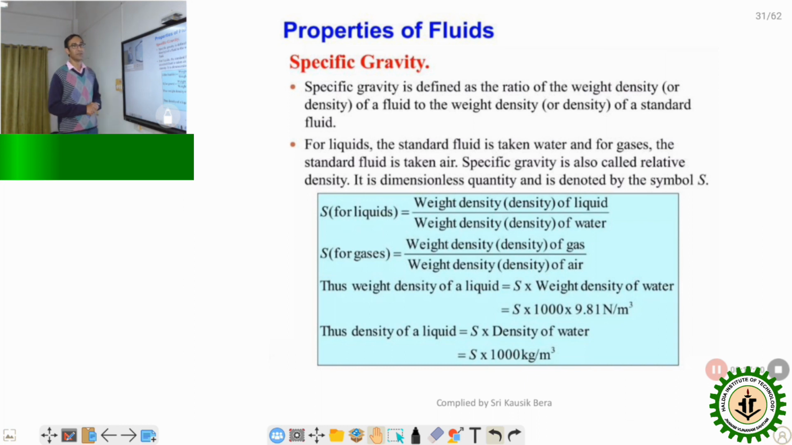Specific gravity, this is an important thing for fluids. Specific gravity is defined as the ratio of the weight density of a fluid to the weight density of a standard fluid. So for liquid, it is the weight density of the liquid to the weight density of water. For gases, it is the weight density of gas to the weight density of air. So the weight density of water is 1000 into 9.81 Newton per meter cube. For the density of a liquid, we can say S into 1000 kg per meter cube.